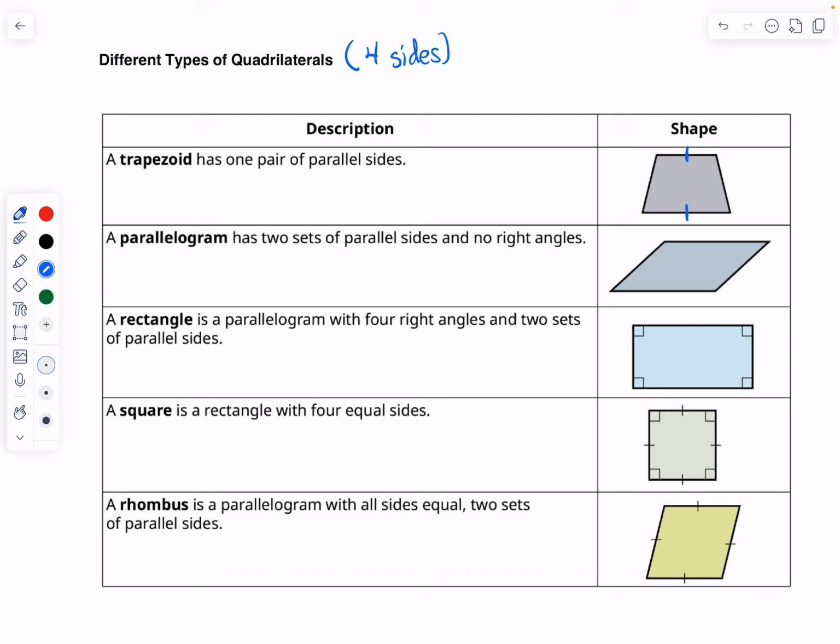A parallelogram has 2 sets of parallel sides and no right angles. So the top and the bottom are parallel to each other, and then the 2 sides are parallel to each other. A rectangle is a parallelogram. However, all 4 right angles are at the corners. So right angles, by the way, and I'm going to go ahead and highlight what I'm talking about. The little boxes there mean a right angle. And when you see that, it measures 90 degrees. Okay? We'll talk about that a bit later.